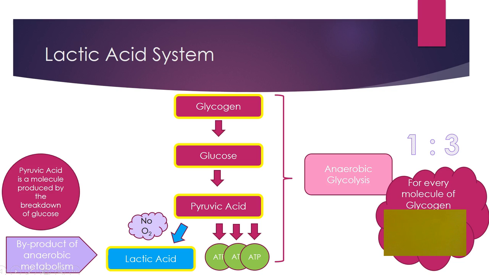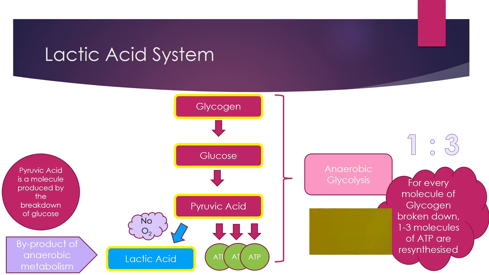In the absence of oxygen, the pyruvic acid is converted to lactic acid. Now, that acid is a molecule produced by the breakdown of glucose. Okay, we know, again, repeating, the byproduct of the conversion of glucose into pyruvic acid is lactic acid. So for every molecule of glycogen broken down, 1 to 3 molecules of ATP are resynthesized. That's really, really important to get down. And like I said, that's why this system can last a little bit longer than the creatine phosphate system.